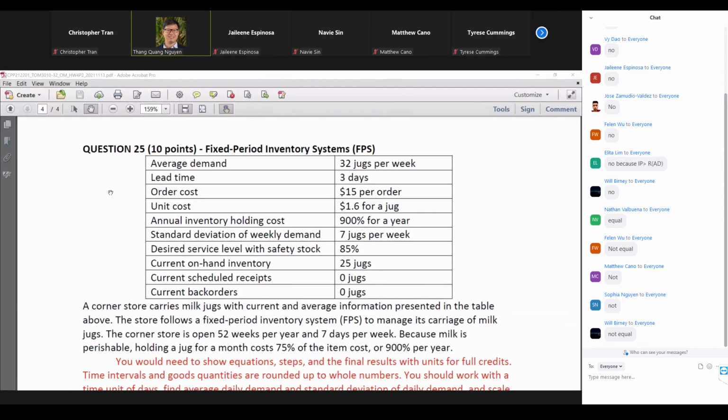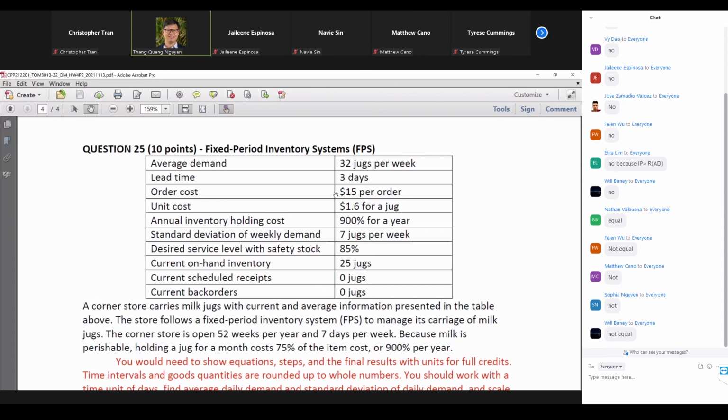So this is homework 4, question 25, fixed period inventory system, right? So we have a corner store that sells milk jugs. The demand per week is 32. The lead time is 3 days, right? It takes 3 days for us to receive the new shipment of milk jugs.